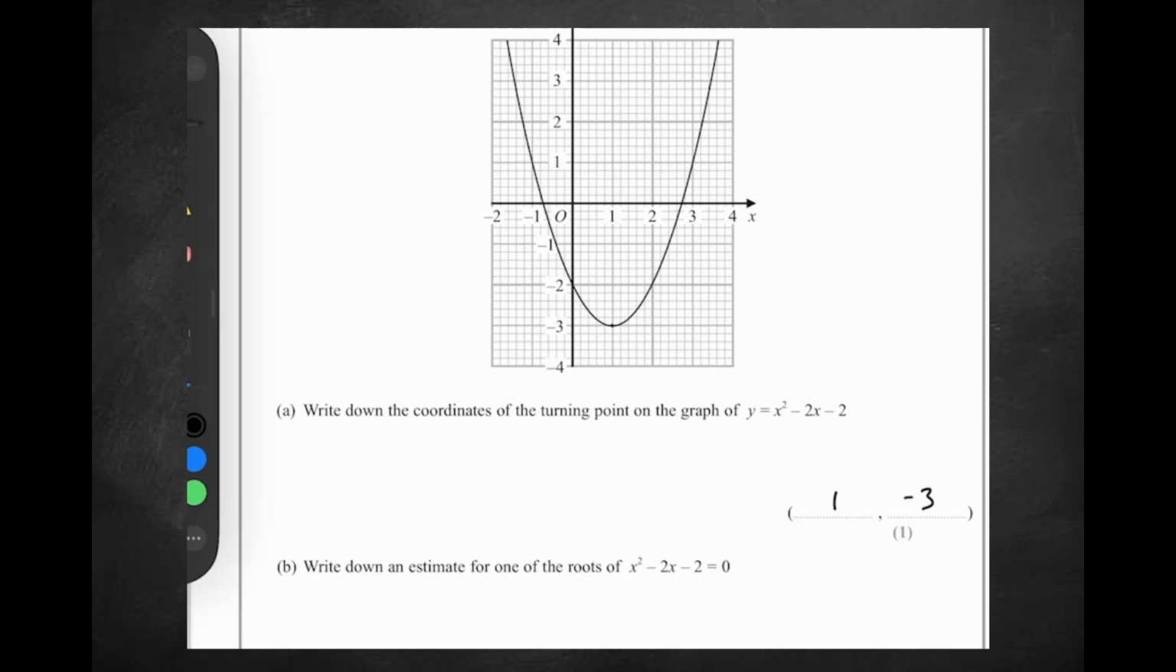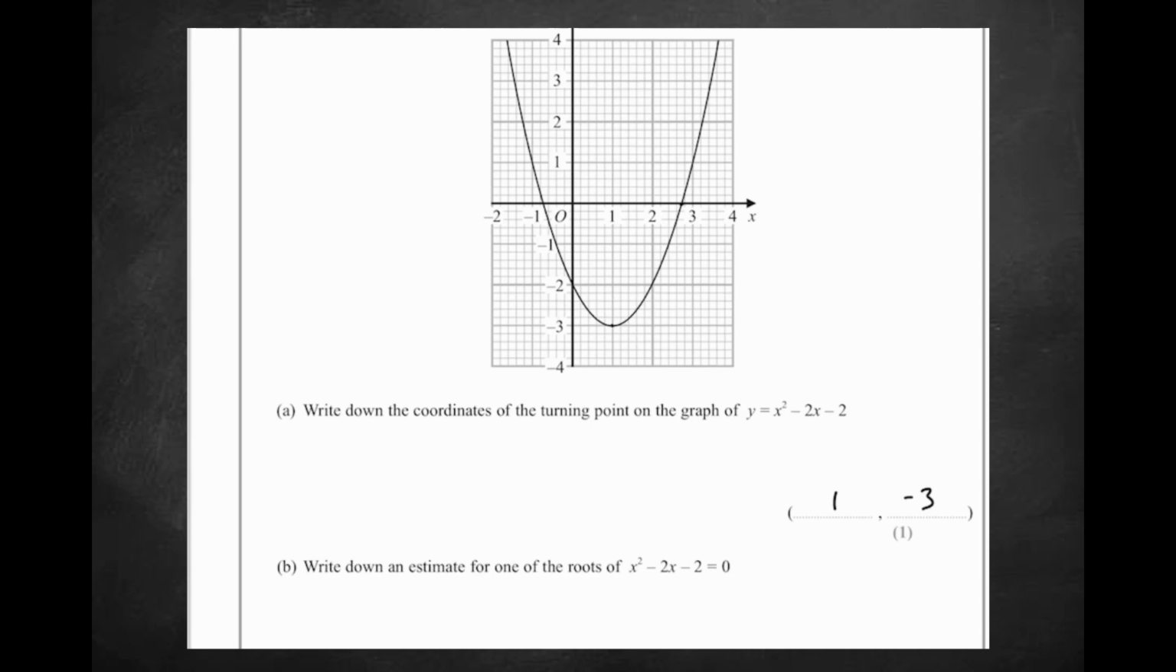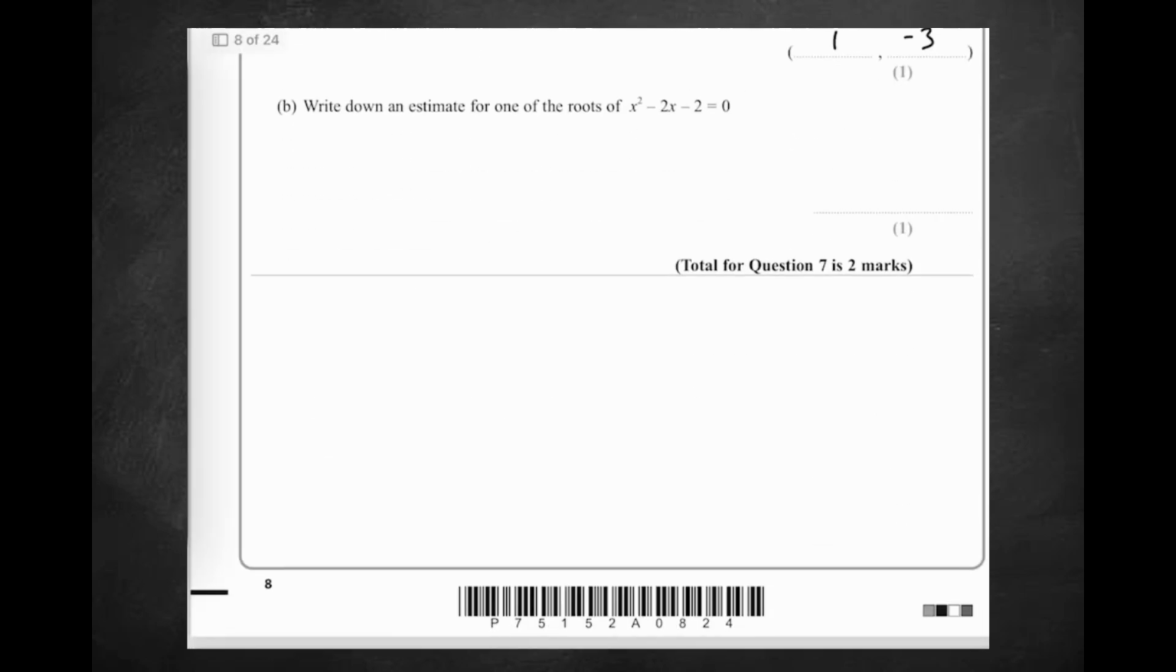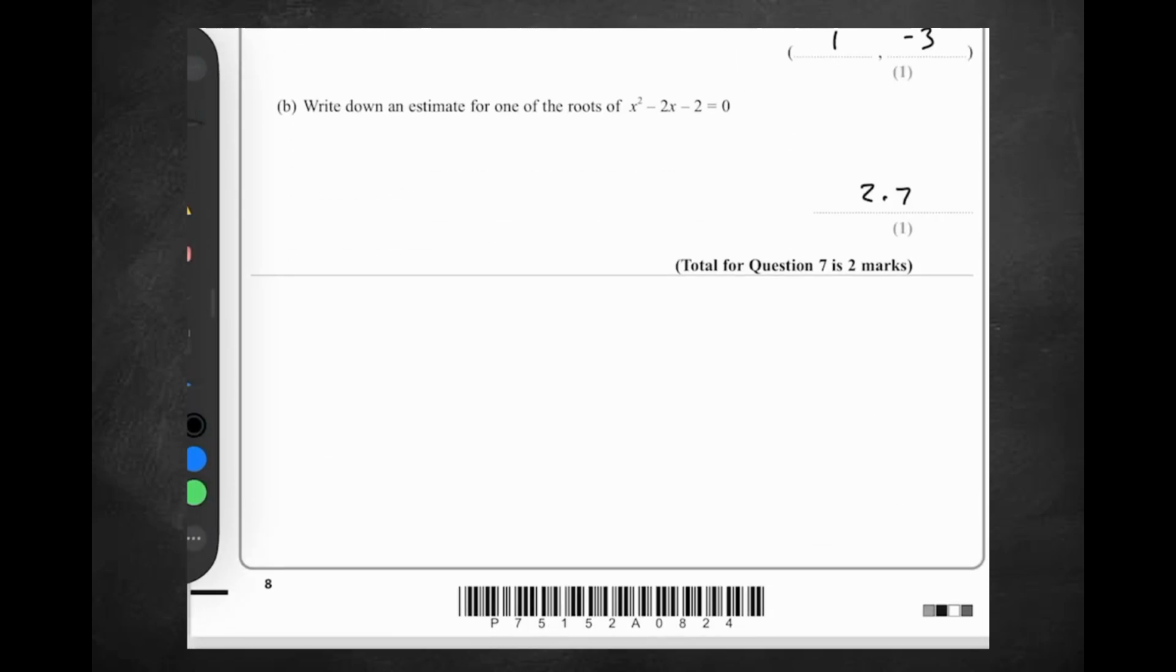Write down an estimate for one of the roots of x squared minus 2x minus 2 equals 0. That's going to be where we cross the x-axis, about here. Each square looks like 0.2, as there's 5 squares between 2 and 3, which means that's going to be around 2.7, roughly.